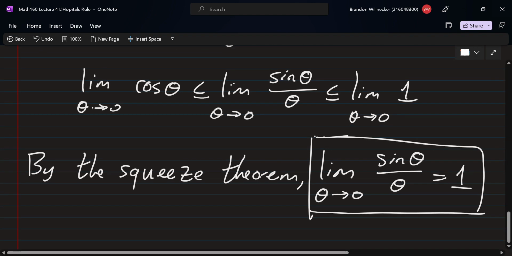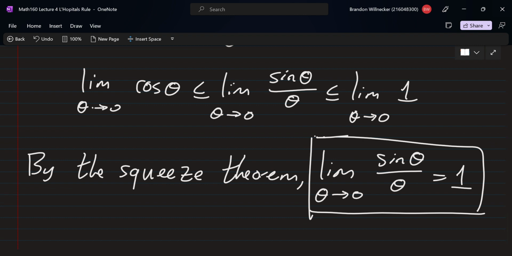And then the same goes for other limits. If you apply L'Hopital's rule to a limit where you can't use L'Hopital's rule, again, you don't get any of the marks for that. So please make sure you know your limit laws, your limit properties, and the squeeze theorem. All right, any questions on that? Okay, let's move on to some other limits.